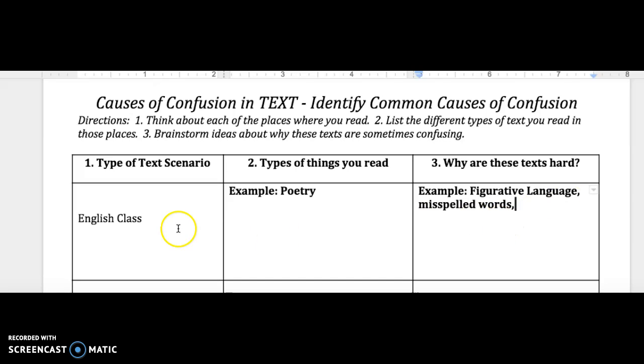Okay, so in English class, let's think about what types of texts we read. So let me see, one example is already here, poetry. So you read poetry in English class. You read, let me see, arguments in reading or in English class. You read chapter books sometimes. You read cause and effect texts.